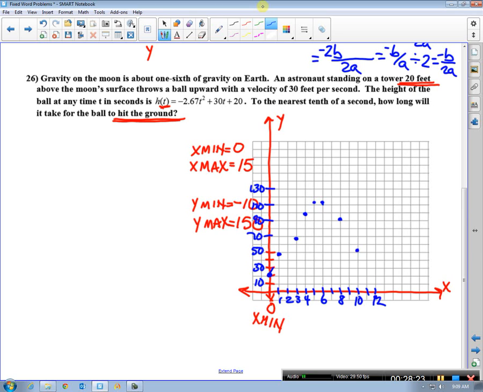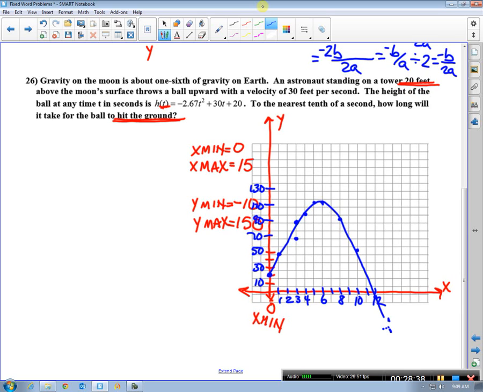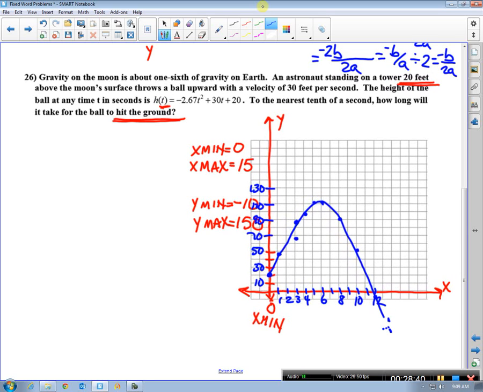Sketch in my parabola. Oh boy, my sketch was not very good. This point, I think I'm off on this point. 3. I'm looking at my, oh, that should have been up at 90. Sure did. Messed up that one right there. Oops.